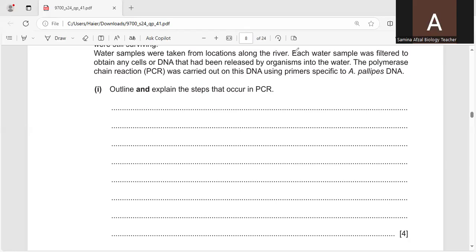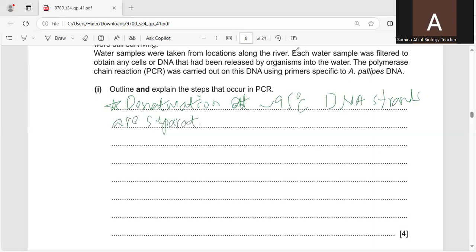So I would like to write all these points now. The first step is denaturation, which takes place at nearly 95 degrees centigrade. The DNA strands are separated because, due to the high temperature, their bonding is broken.